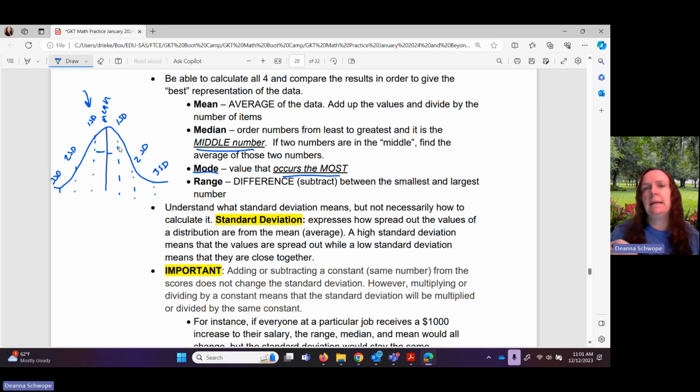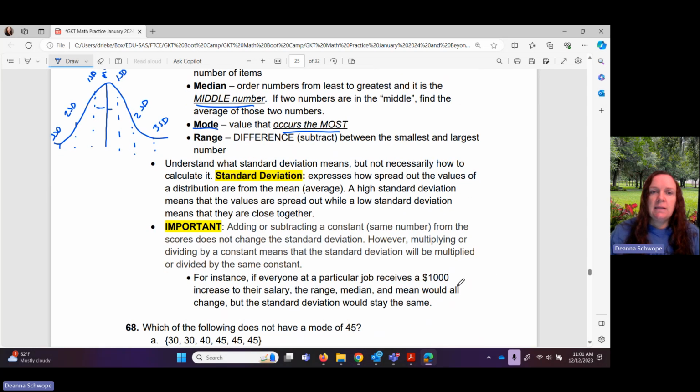So just being able to understand what standard deviation is. Also understanding that if you add or subtract a constant, the same number, from scores, it does not change the standard deviation. So if I say the average is 100 and everything's going up by 5, that entire graph shifts. So it's not going to change the standard deviation. Everything is still the same relative to the mean. So it does not change the standard deviation.